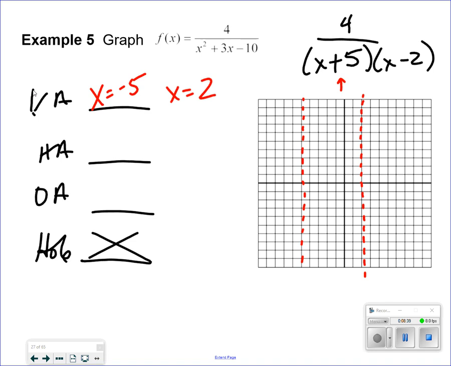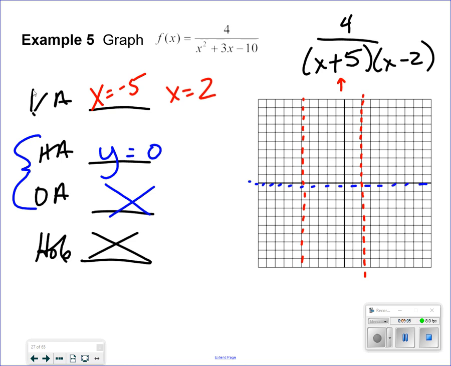Next, the degree of the top compared to the degree of the bottom. Now, there's never both of these. So you're either going to have a horizontal or an oblique, but you'll never have both. So since the degree of the top is smaller than the degree of the bottom, there is no oblique and an automatic y equals 0 horizontal.